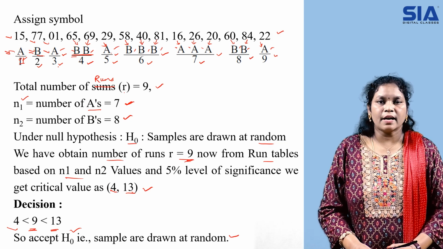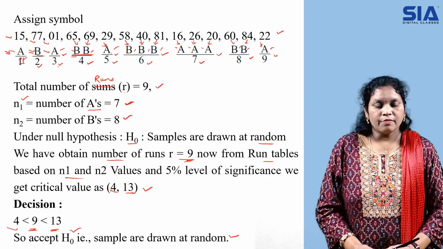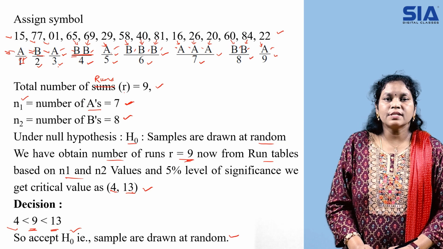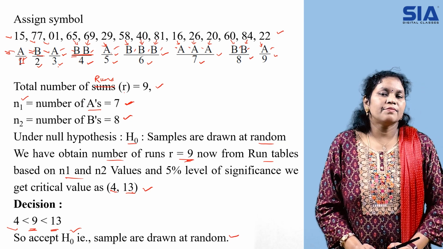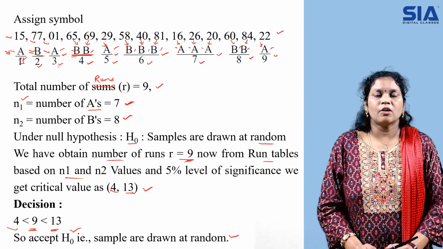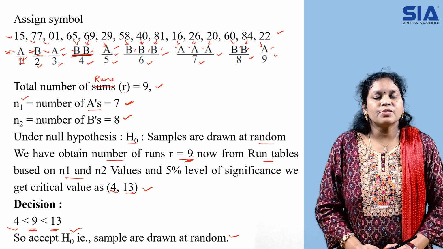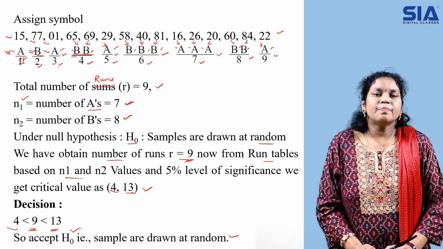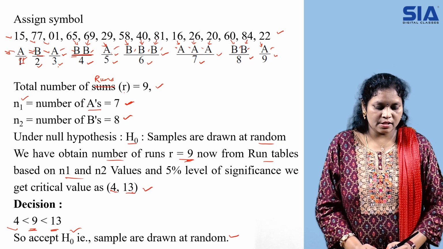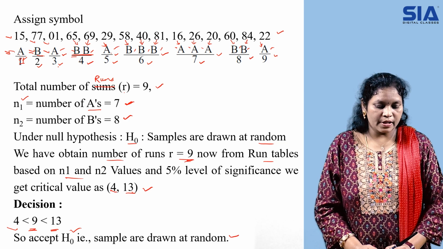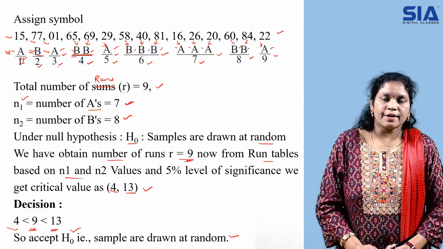So this is how the run test works based on the data. Whenever a single data set is given, and they use the words run test or test for randomness, that becomes the run test method. So this is how we solve the problem for the run test.